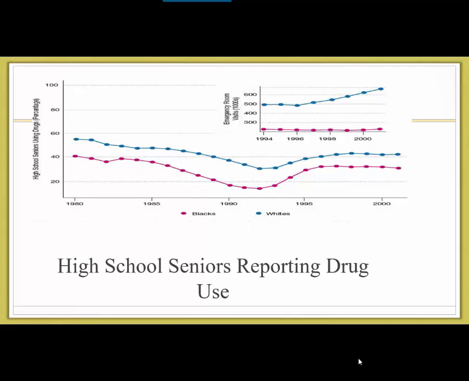So this particular chart, from the National Longitudinal Study of Youth, is self-report data. It's looking at blacks and whites, seniors that report drug use. But what I really want you to focus on is the small graph up in the corner, because this is emergency room visits. And if you think about why someone would be admitted to the emergency room related to drug usage, it has a lot to do with overdosing or fear of overdosing.